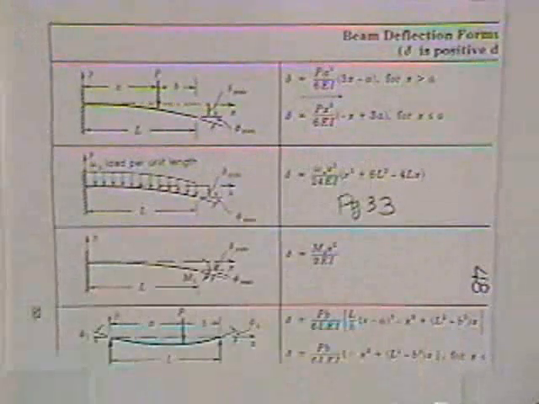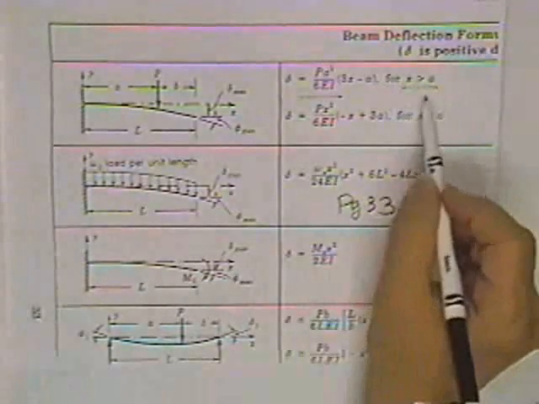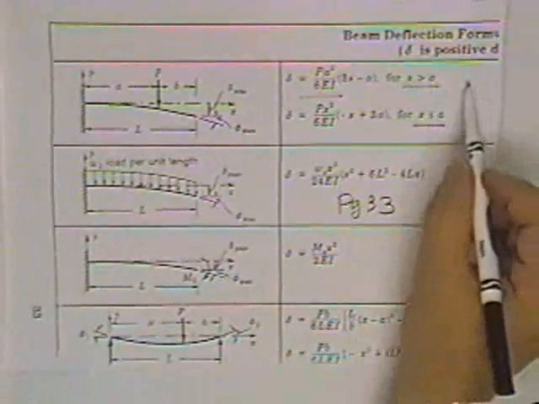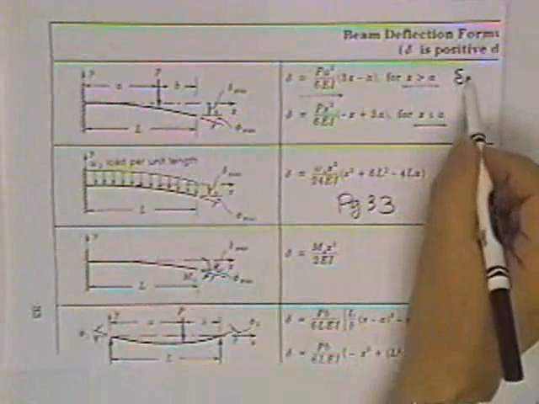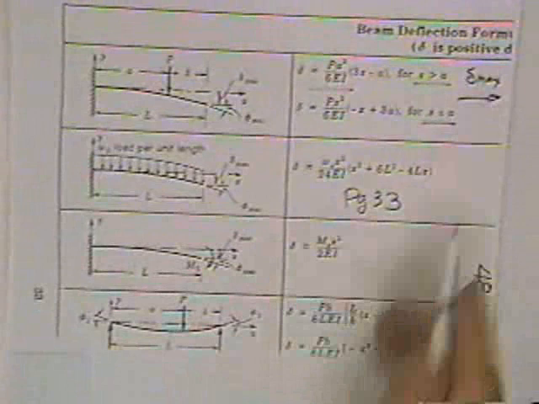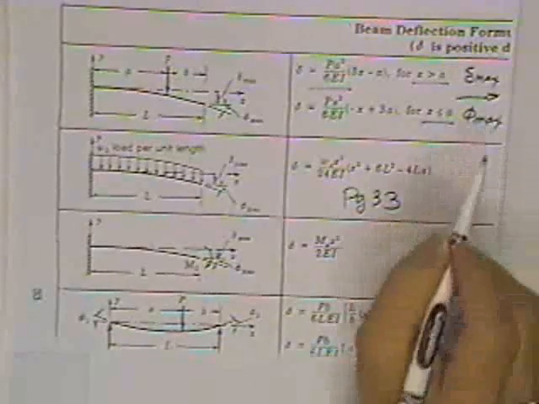I don't have enough of the sheet there when I blew it up. Yes, this one says for x greater than A, and this is for x less than A. The other things, when I said I'd give you delta max, your delta maxes are over here further down in the sheet. And also the maximum slope of the beam.